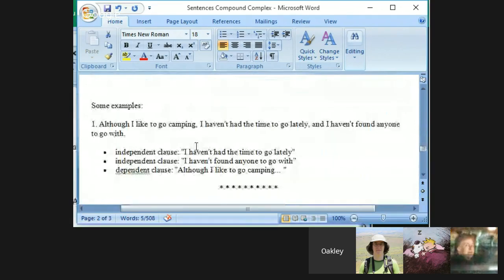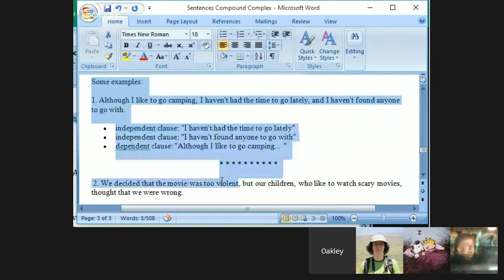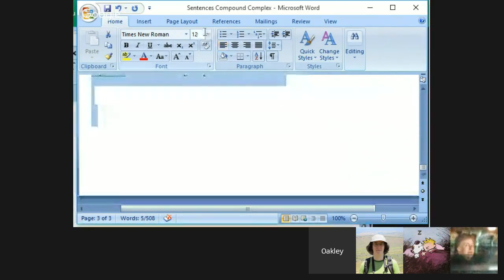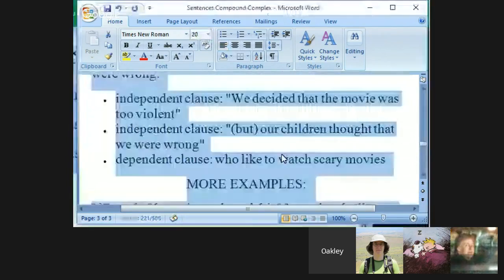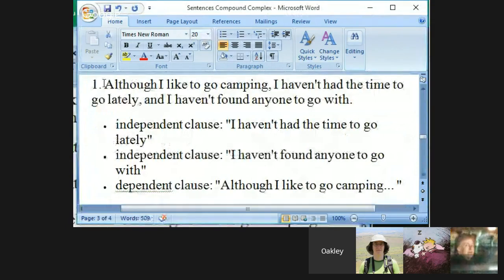Okay, let's look at some other examples and see if we can create some different styles of compound complex sentences. All right, hang on. Let me make the font a little bigger for you guys. Okay, some examples. Although I like to go camping, I haven't had time to go lately. There's our connective, and I haven't found anyone to go with.